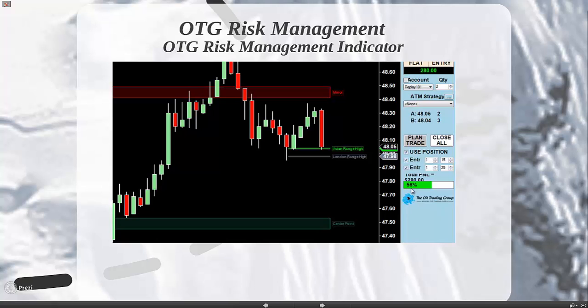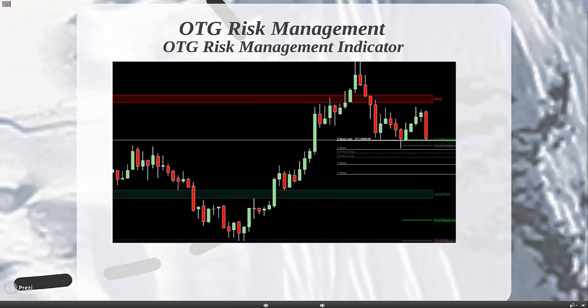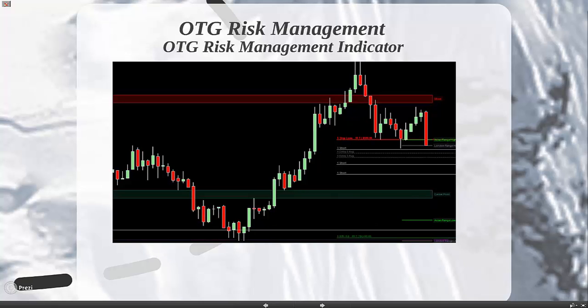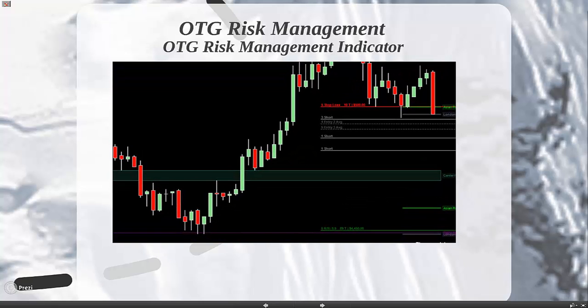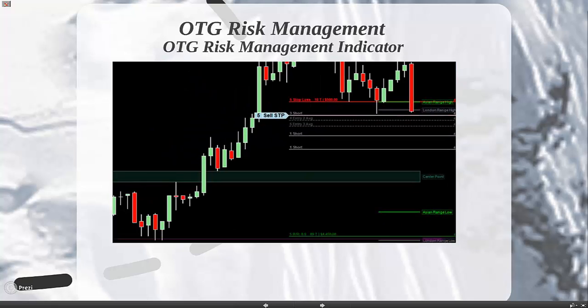Let's go ahead and then let's set up a trade. All I've simply got to do is click trade plan, set this guy here. I'm going to do a 10 tick stop at 48.04, set that guy there, and then I'm going to set my target all the way down here. Next, all I've got to do is place my sell order. Order pending. All right, so there's my sell order.